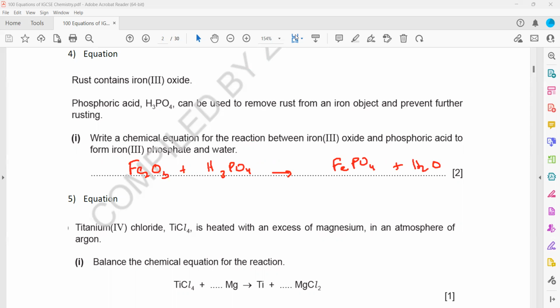And then when we balance, we start with oxygen. So 7 oxygen, we should have 7, we put 3 here. Then hydrogen, 6 here, so we put 2, and hydrogen is balanced. Then iron is 2, so we put 2, and iron is also balanced, and phosphate, that is phosphorus, is balanced too. So the rest of them are all balanced.